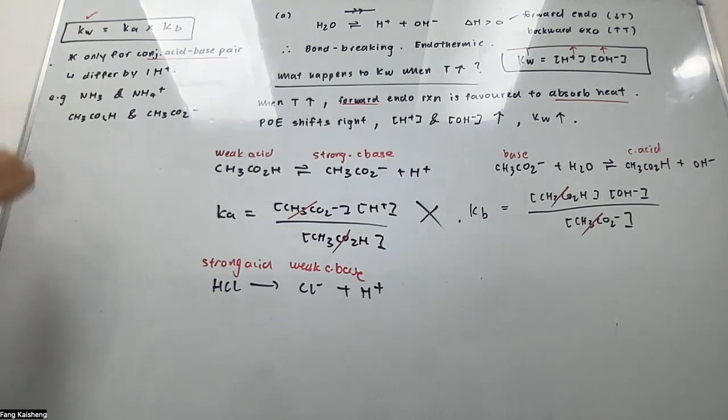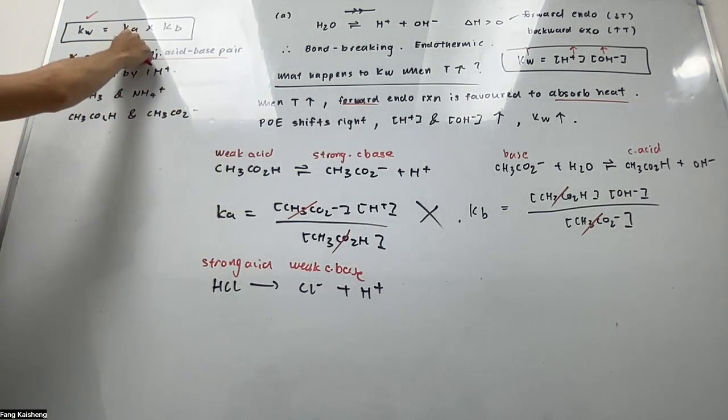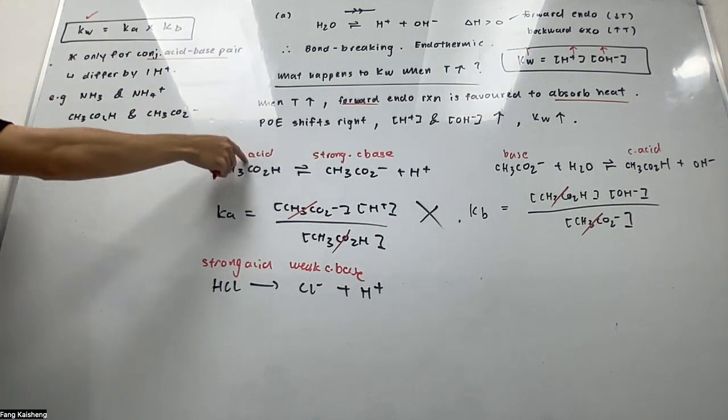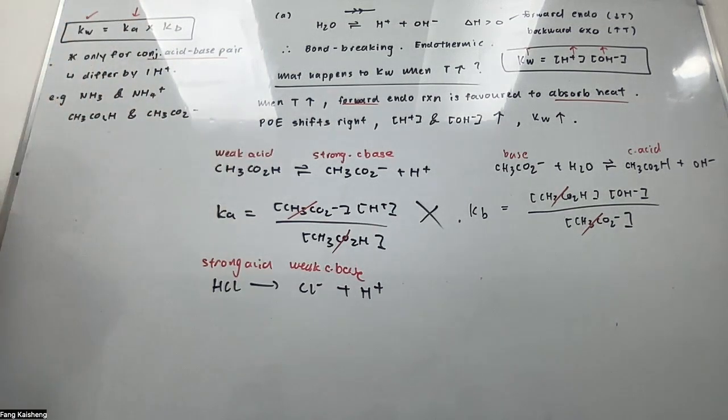Kw is for water. For a fixed temperature, the Kw must be a constant. Now, with a weak acid, your Ka must be high or low? Weak acid must have a low Ka, right? If you have a low Ka, Kb must be high, in order to ensure that Kw is a constant. Can you see that? It's like a seesaw, it's trying to balance itself out.